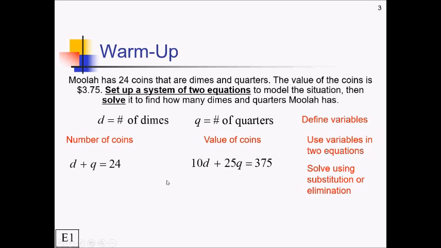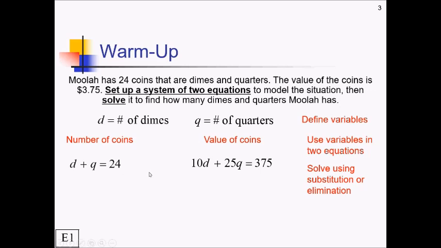Alright, so I could have gone either way on this one. Some problems, it's easier to use substitution. Some, it's easier to use elimination. On this one, substitution would have been pretty easy. You could isolate either D or Q pretty quickly in this first equation by subtracting the other variable, but I chose to use elimination instead.